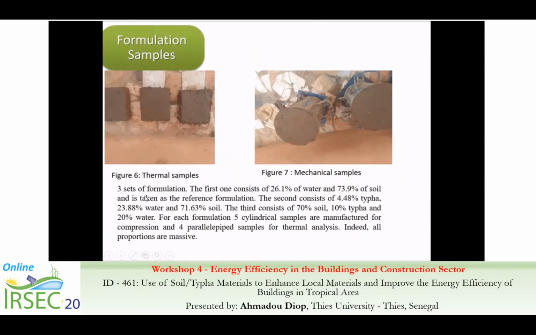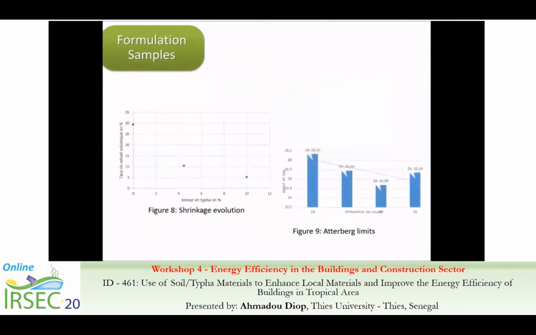And I have used three materials. The first formulation is built only with soil of Diamniadio and water, as a reference formulation, to get an idea about all the thermal and mechanical properties of the soil alone. The second and the third formulations are built using Typha australis, soil of Diamniadio and water in the right proportion, as you can see in the paragraph. And after this formulation, I have found the following results.